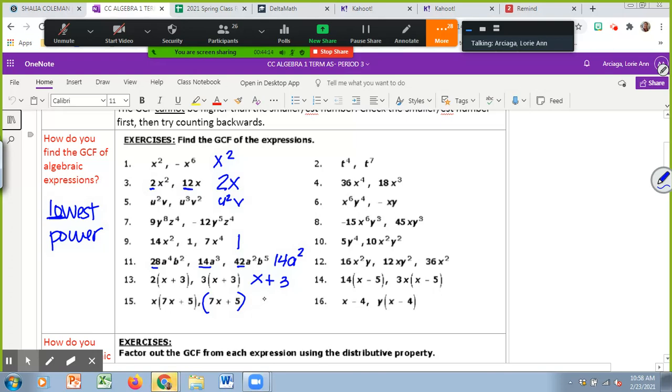What binomial do they have in common? 7x plus 5. Perfect. Okay, so that's the first kind of GCF. If you didn't get that part, don't worry because we have a lot of chances to learn it as we move forward.